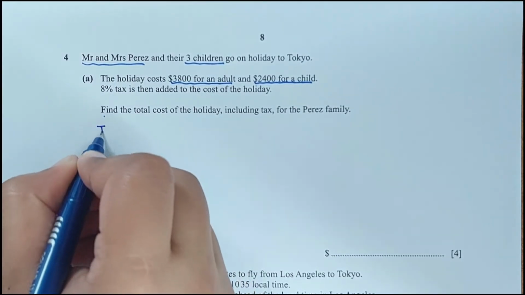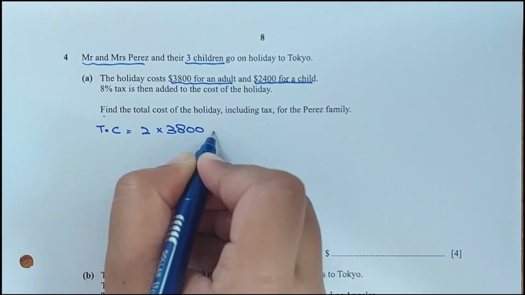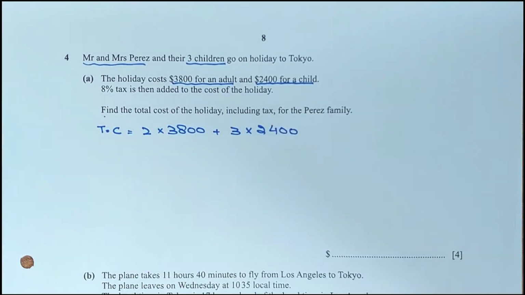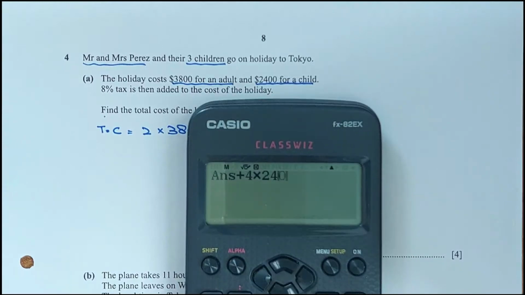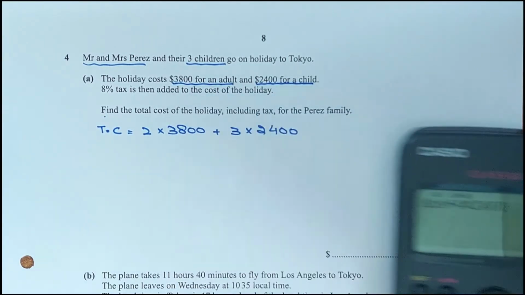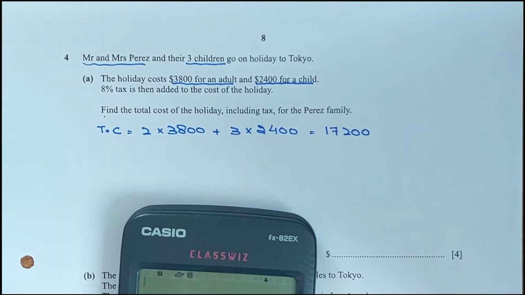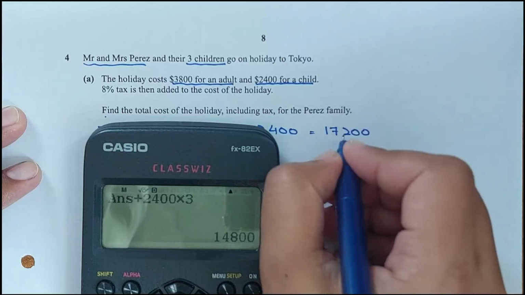Okay, so first let me find the total cost. 2 adults, 2 times 3,800 plus 3 children, 3 times 2,400, right? So 2 times 3,800 plus 4 times 2,400. This is 17,200 is the total cost. Wait, 3,800 times 2 plus 2,400 times 3. This is 14,800. Yes.